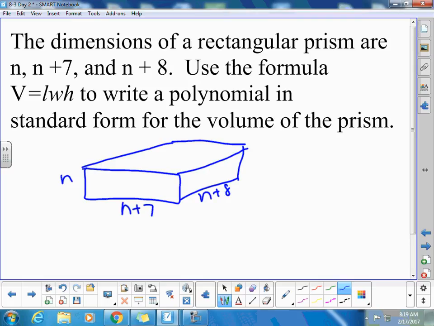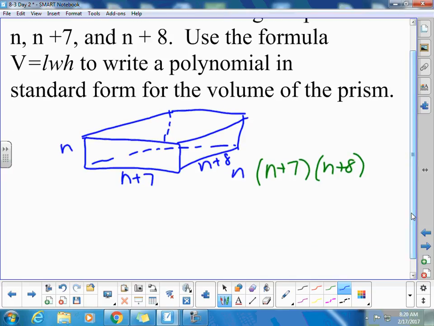And we're supposed to just multiply. Volume is area of the base times the height. And this has a rectangular base, so the area of the base would be n plus 7 times n plus 8. And then we'll have to multiply it by n. I personally start by just doing one multiplication first. So we can multiply n plus 7 times n plus 8.